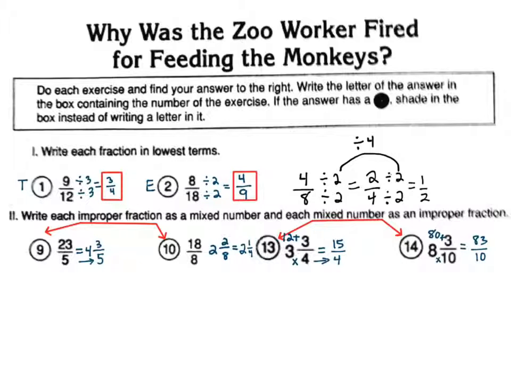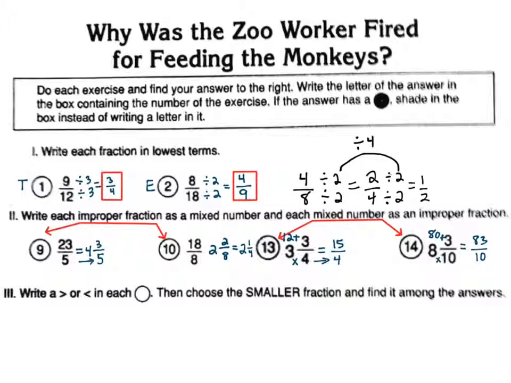The third section is probably the easiest of all the sections. And the reason why it's the easiest is all we have to do is cross multiplication. But to start off, let's go through the directions. Write a greater than or less than sign in each of the circles. Then choose the smaller fraction. So I'm going to highlight that. The smaller fraction for finding and find it among the answers.